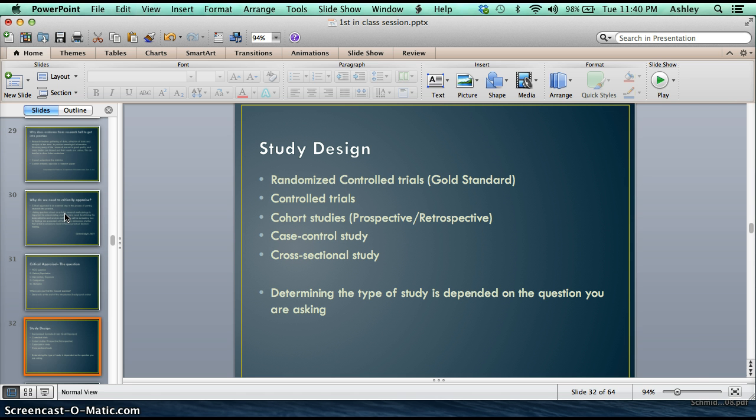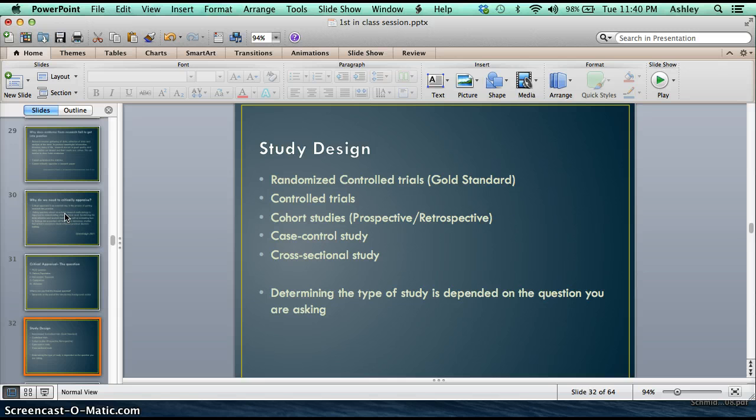Okay, then you have controlled trials. Controlled trials are very similar to randomized controlled trials, except there's no randomization. They're just controlled.